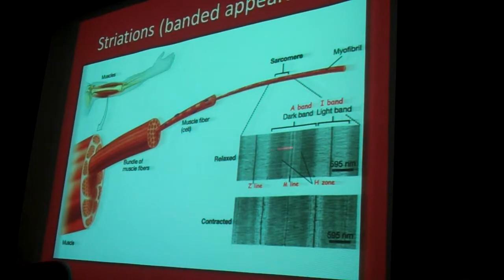And here's a good shot of, if this is relaxed, you can see that when these walkers pull the actin towards them, the Z line is going to move toward the dark band, and you start to lose the I band. We have to know the actin and myosin, and the names of the fibers.